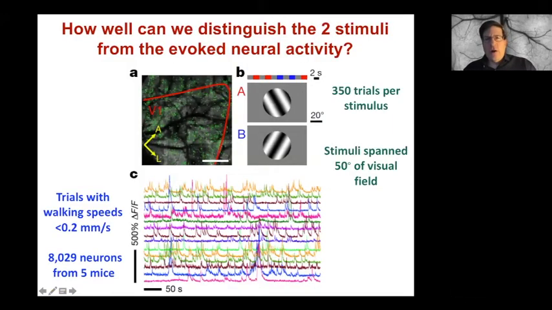So the question now becomes, how well can one distinguish the 2 stimuli that we were presenting in random order on the monitor based on the evoked patterns of neural activity in visual cortical area V1?